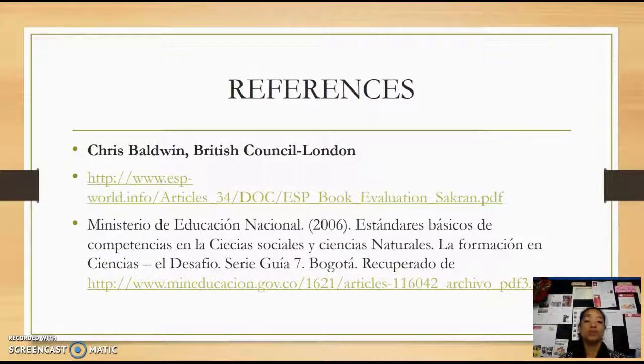Here are my references, and I hope the proposal was clear enough, at least to see that I was using the quantitative and the qualitative aspects of an evaluation.